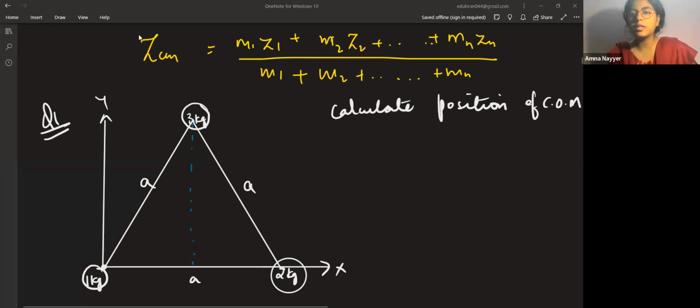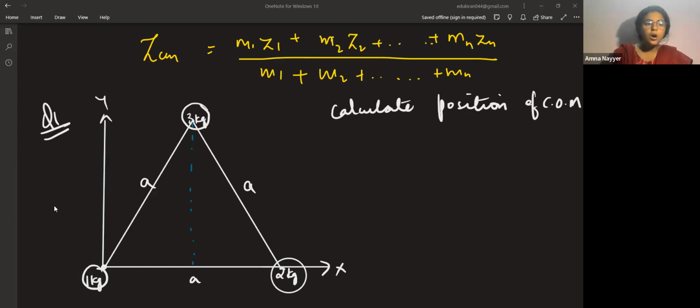See class, we'll be using this formula only. Now x-axis and y-axis both are there, so the z-axis we don't need right now. Now see, we'll mark the coordinates. It's an equilateral triangle and nothing is mentioned. How will we know the masses? M1, M2, M3 we can decide. But what about R1, R2, R3?